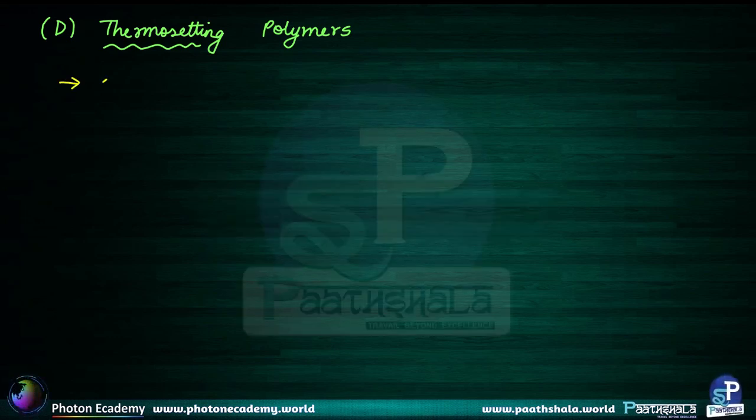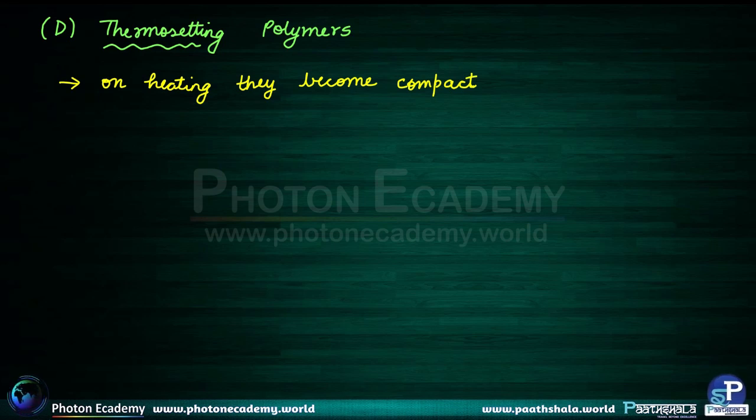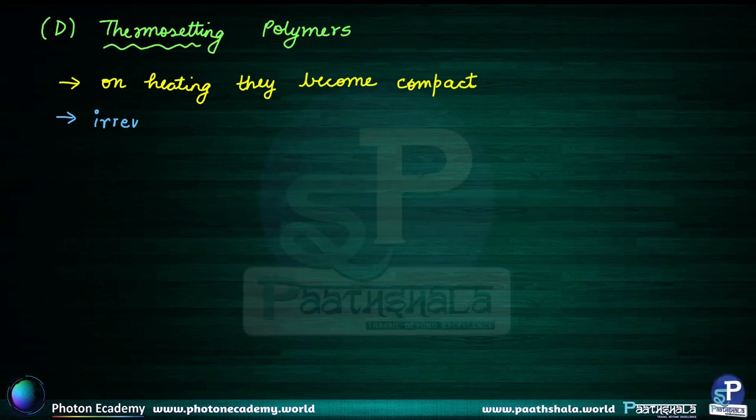We can say that on heating, what happens is they become compact, that is, they come close together. Now, the change which occurs, due to which on heating they become compact, is irreversible, because we cannot revert back to their physical state which was before when we applied heat on these polymers. So they are irreversible.